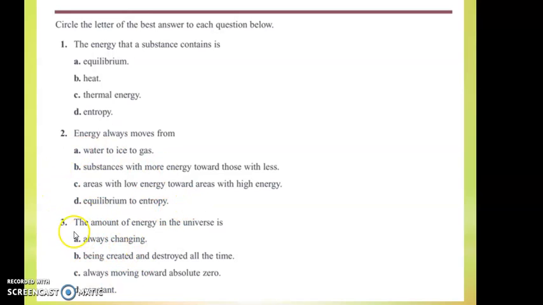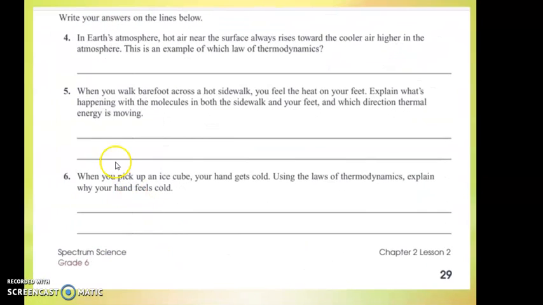And the third: the amount of energy in the universe is always changing, being created and destroyed all the time, or always moving toward absolute zero, or constant. Remember, very good. The second part of the classwork: write your answers on the lines below.